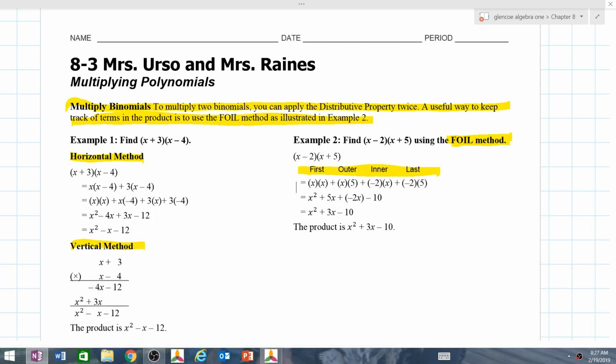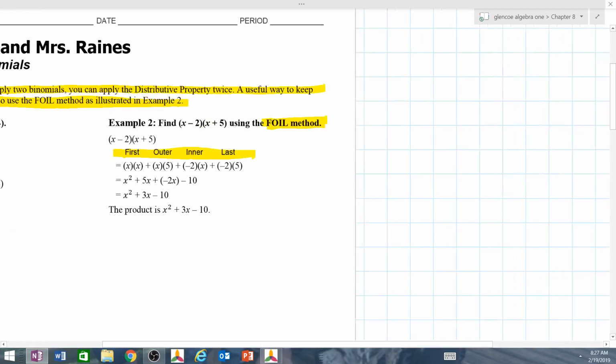When you're multiplying a binomial times a binomial, that method is called the FOIL method, F-O-I-L, standing for first term, outer terms, inner terms, and last terms. You can see I have that highlighted here in example number 2. So I'm going to introduce both methods to you, and it's going to be your choice. So we're going to look at several examples here. So let's go ahead and start with example number 1.